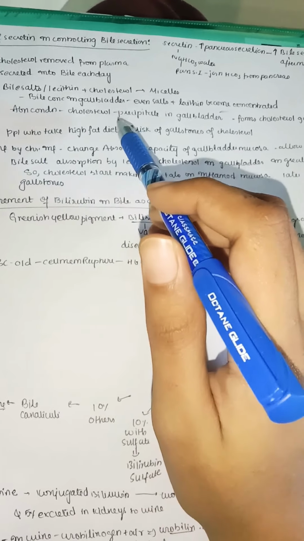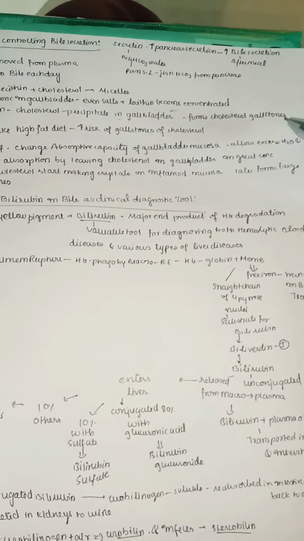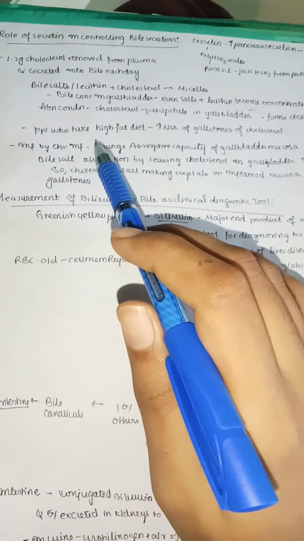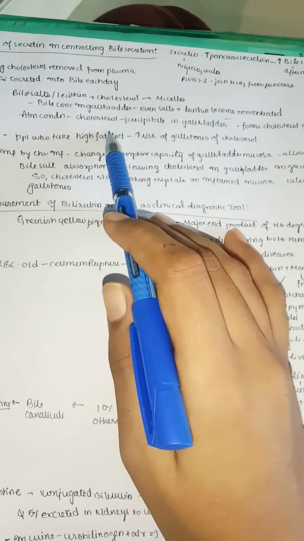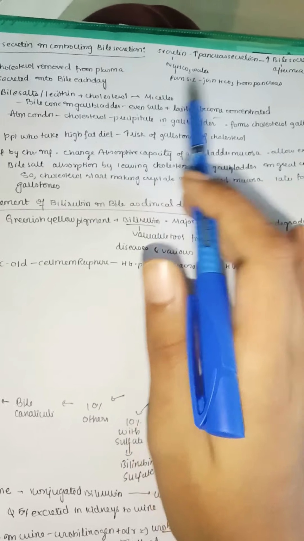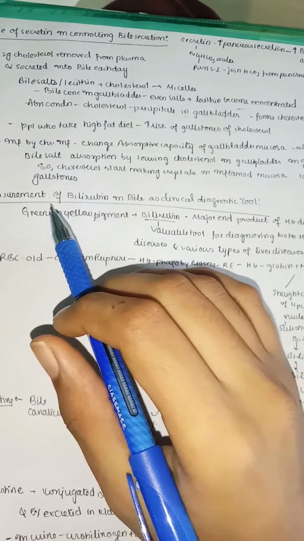In abnormal conditions, cholesterol may sometimes precipitate in the gallbladder and form cholesterol gallstones. The person who has a high fat diet, because we have seen here, whenever there is more cholesterol, it gets precipitated more in the gallbladder and there is a chance of forming cholesterol gallstones. So people who eat a high fat diet have a higher risk of cholesterol gallstones, or any infection and chronic inflammation of the gallbladder.